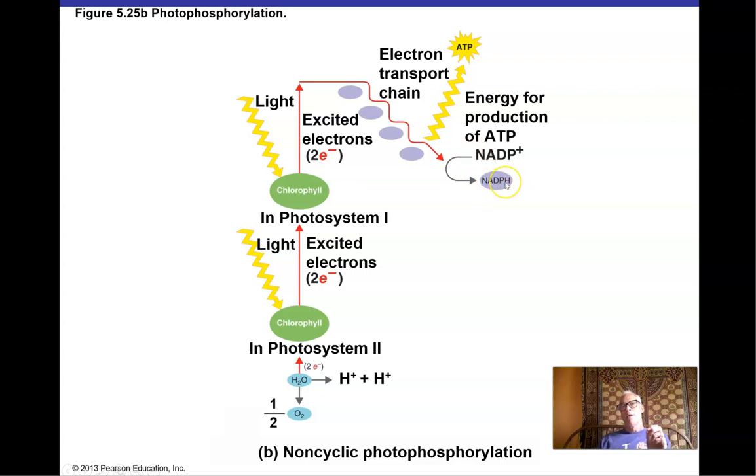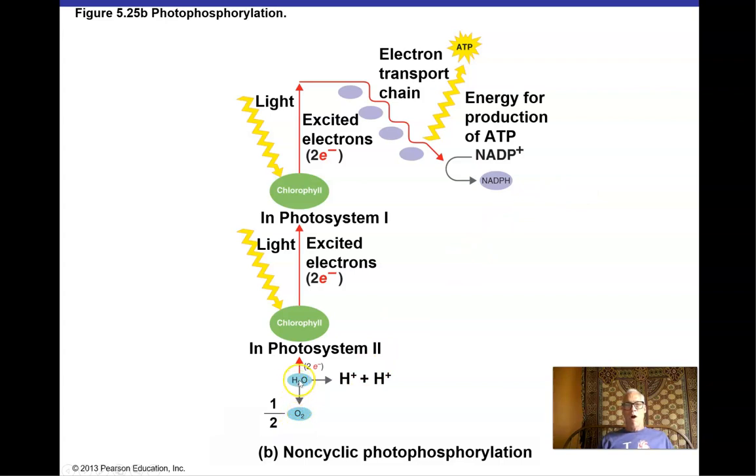You know what's going to happen to that? It's going to go right to the dark reactions, and that's going to drive the production of sugar in the dark reactions, the Calvin-Benson cycle. So it's a different purpose. Now we want to synthesize something. We don't just want to get ATP energy out. So we'll then send the ATP and the NADPH down into the dark reactions to produce sugar.